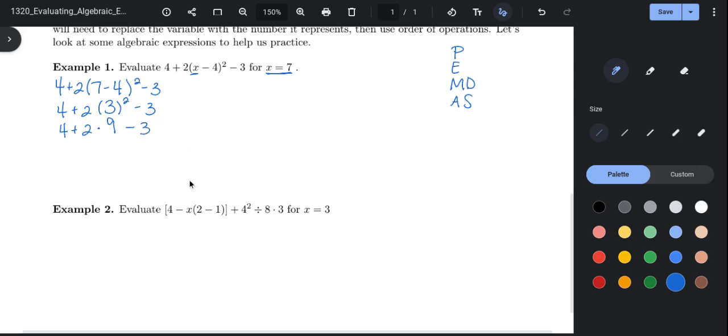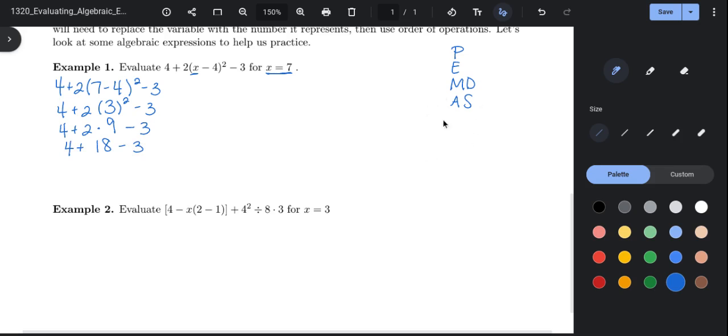Our next step, we're looking for any multiplication and division. And in this case, we only have some multiplication. So 2 times 9 evaluates to be 18. And then we still have this 4 plus and then minus 3.